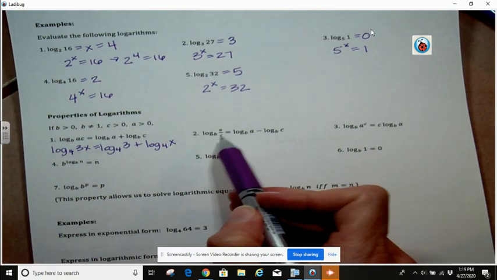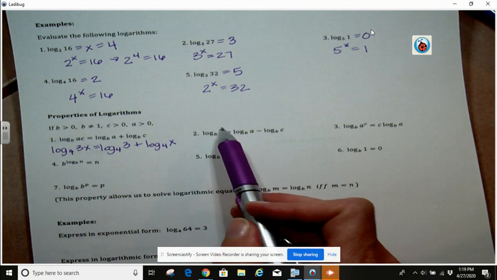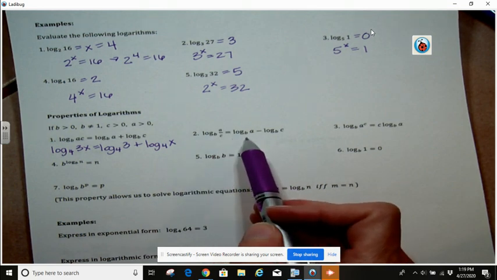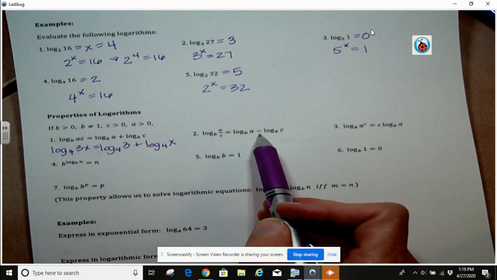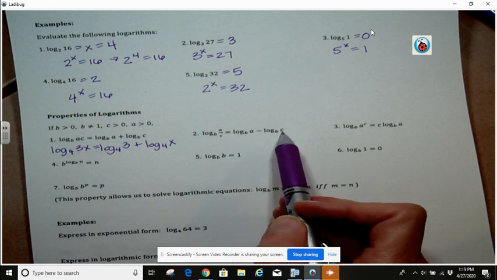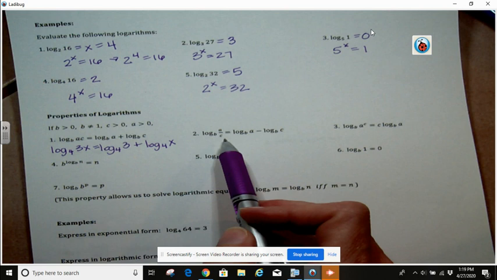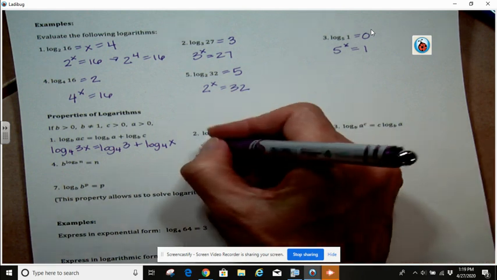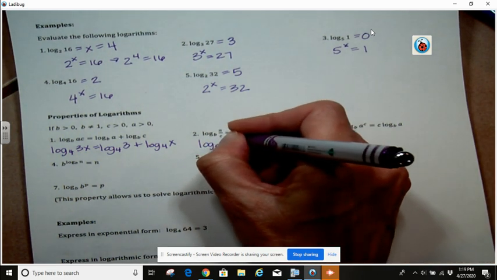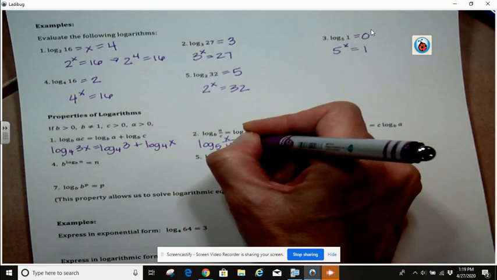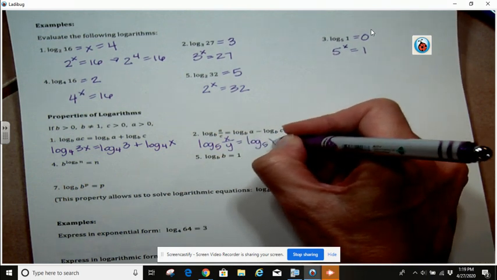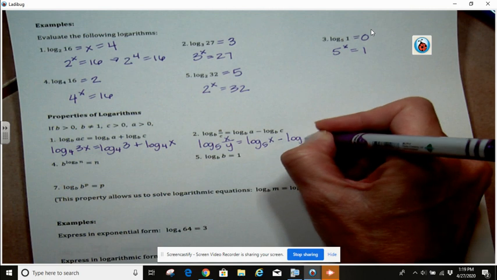The next property: a log to some base of a quotient can be expanded to log with the same base of the numerator minus log to the same base of the denominator. So this quotient was split up into separate logs with subtraction. So let's say I had log base 5 of x divided by y. I could expand that to log base 5 of x minus log base 5 of y.